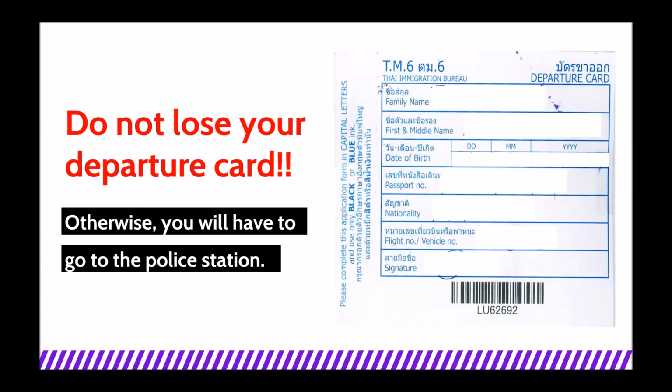Okay, let's move on to the next page. When you enter Thailand, you will get the TM6 or the departure card. This card is very important when you extend the visa and when you leave Thailand. You cannot lose it. If you lose it, you will have to go to the police station to get some documents, and then you will have to go to the immigration office in Bangkok to get the new departure card. So if you already have it, please keep it in your passport and try to stick it with your passport. Don't lose it.